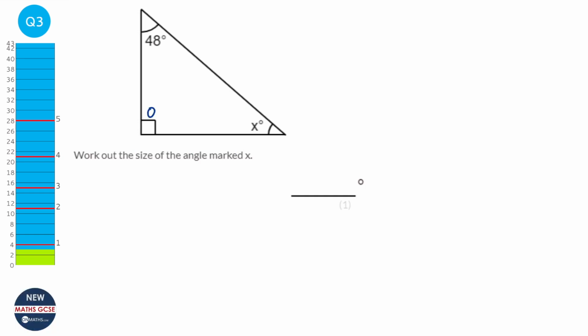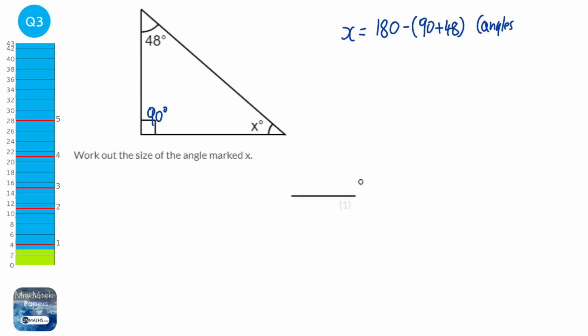Here we have a triangle, and we've got an angle of 48 degrees. We've got this right angle, which is 90 degrees, and we're looking for x. We need to realise that the three angles will add up to 180 because it's a triangle. So to find x we subtract the two angles which we know: the 90 degrees plus the 48 degrees from 180. In brackets we say the reason: angles in a triangle add up to 180 degrees. So we do 180 take away 90 plus 48, and you get 42 degrees.